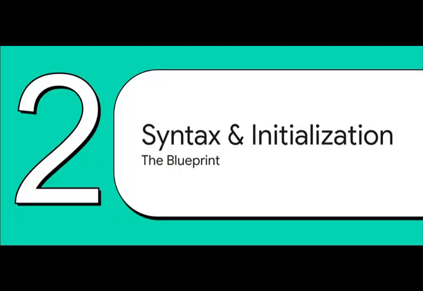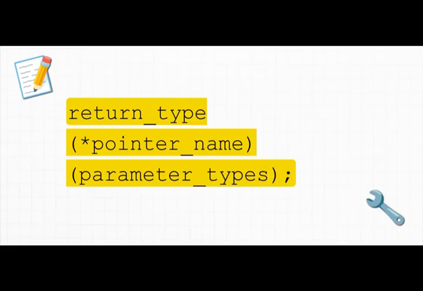Okay, so the theory is cool, but let's get practical. How do we actually write one of these things? Let's break down the syntax, the blueprint. Okay, I know, this syntax looks a little wild at first glance, but I promise it makes perfect sense. You've got the return type, you have the name of your pointer, and then you have the parameter types. It's basically a contract, a template that says, I can only point to functions that look exactly like this.